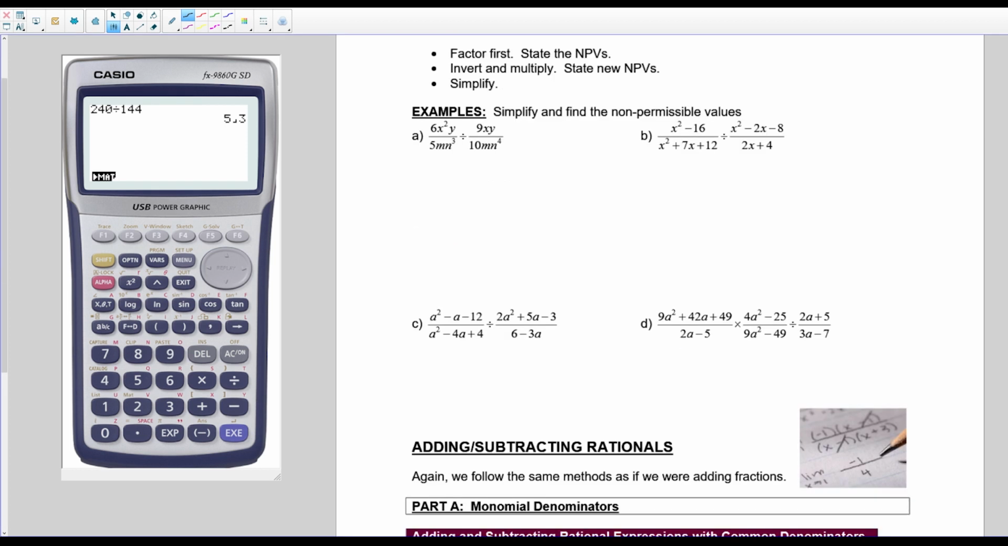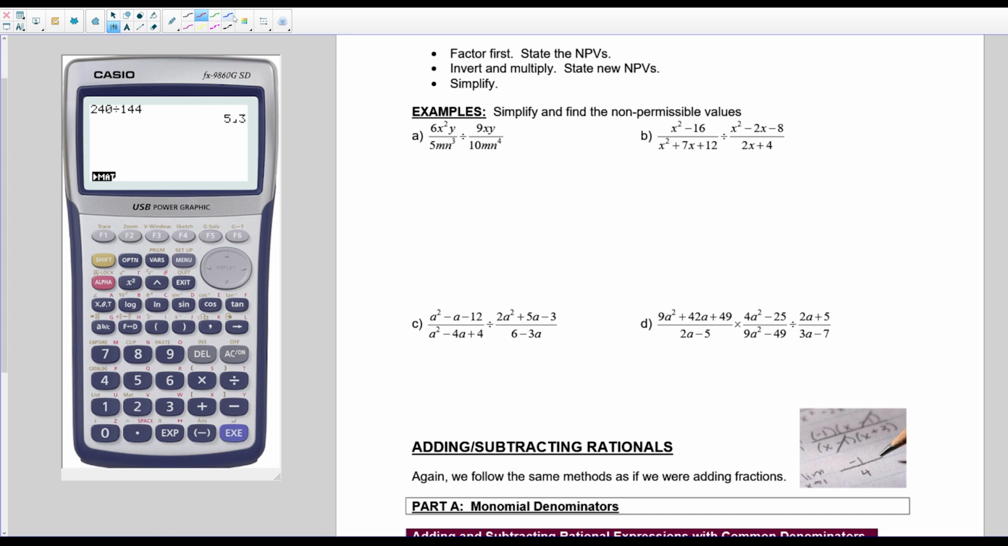So you can see that the steps we want to follow are: we factor each of our expressions first and figure out the NPVs. Then when we change our operation and invert the second fraction, we have to find the new NPVs, and then we simplify. So starting us off, let's find the NPVs first.